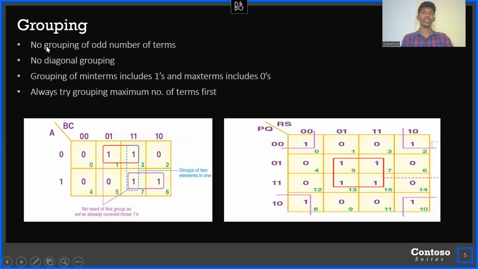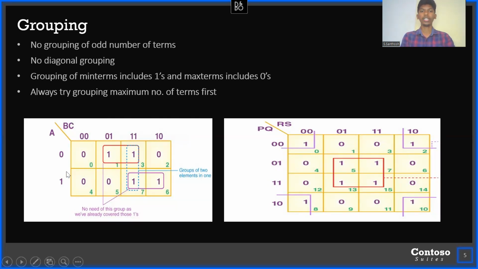So you can see there are a few conditions for grouping. No grouping of an odd number of terms. You cannot group other than one. You cannot group any other odd number of terms, that is 3, 5, 7, and all those. No diagonal grouping. You cannot group in the diagonal way. You can only group it vertically or horizontally. And grouping of min terms includes ones and max terms includes zeros.